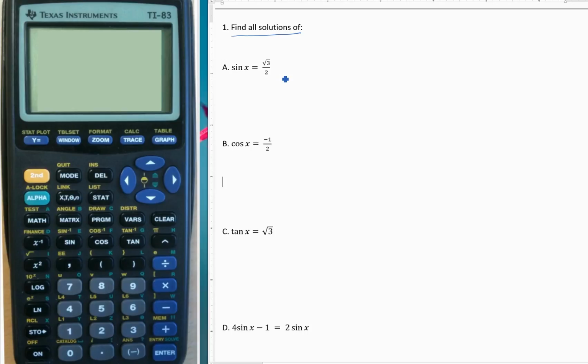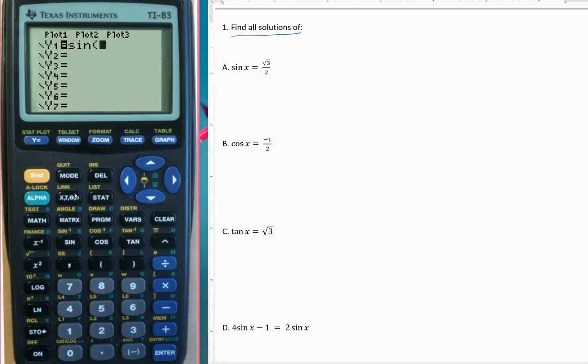Now, remember what it means to solve an equation. Here we want to find all values of x. Here there'll be angles that if you plug them in, sine of that angle is equal to square root of 3 over 2. Now, before we actually talk about finding the exact answers, let's look at a graph.